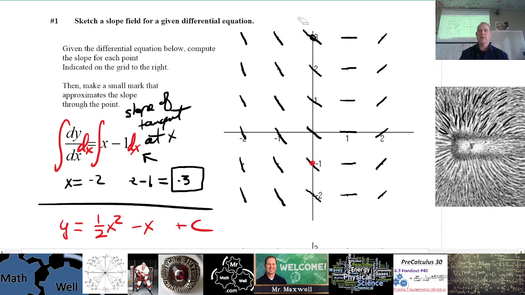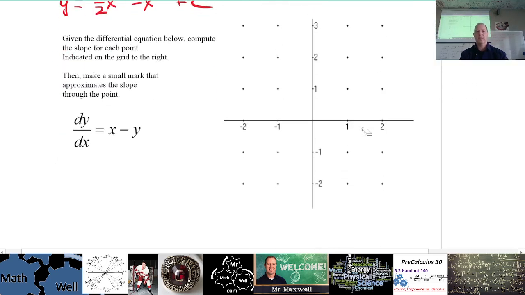Okay, let's do another one. Let's do one where x and y both contribute to the slope field. That's the next problem on your page. Okay, well, now we're looking at points with both x and y. So if I do the origin, 0, 0, I'm going to have 0 minus 0. That's going to equal 0. So I do have a flat horizontal line on 0.